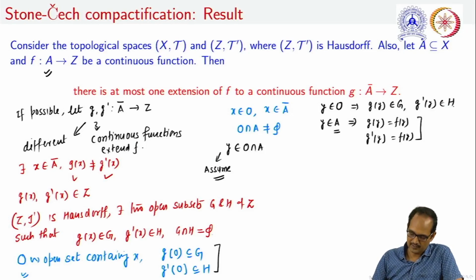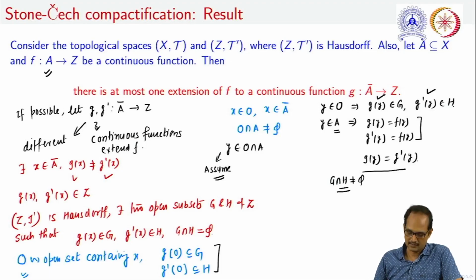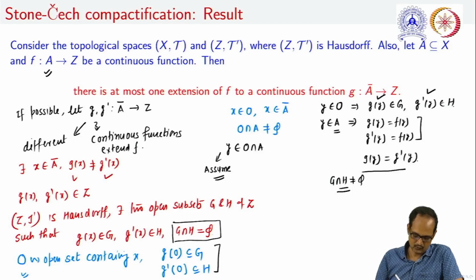From here we can conclude that g(y) is equal to g dash(y), and if g(y) is equal to g dash(y), note that g(y) is an element of G and g dash(y) is an element of H. So we can conclude that G intersection H is non-empty, contradicting the fact that G and H are disjoint, by using the Hausdorffness of the topological space (Z, tau dash).